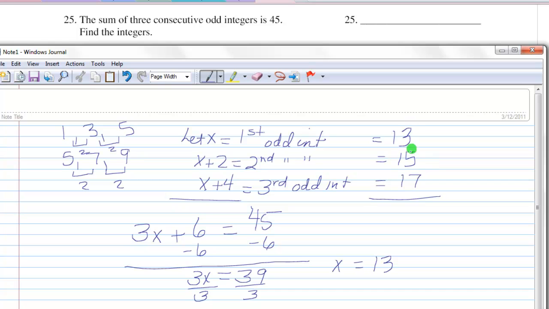So let's check it by adding these up and seeing if we get 45. And you can use your calculator or do it longhand. But yes, this checks. Those are our odd integers. Again, show your work and declare your variables. That'll really make you get full credit for these problems. All right, now go to the second video for part 2 and the remainder of this review.